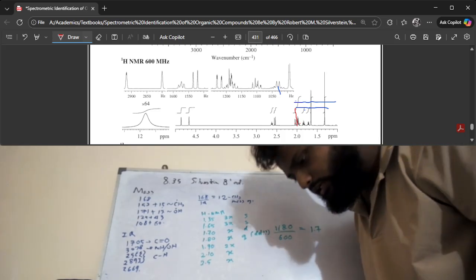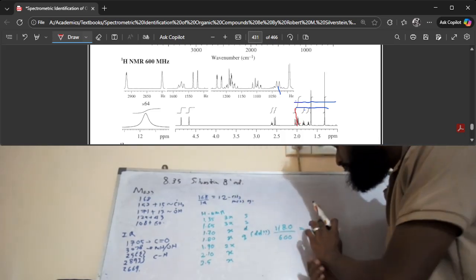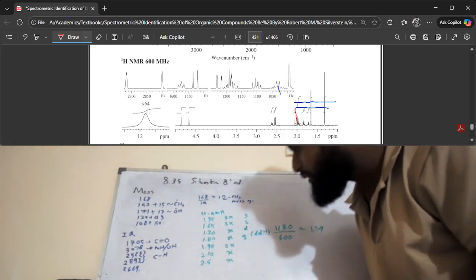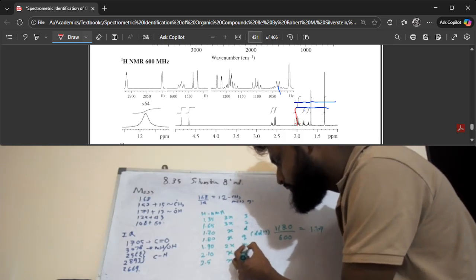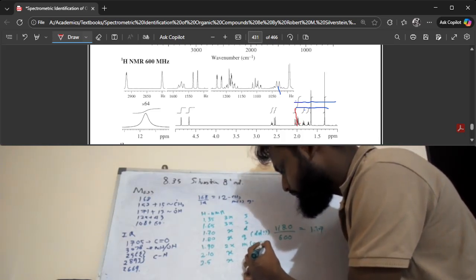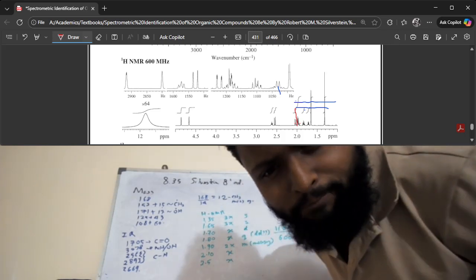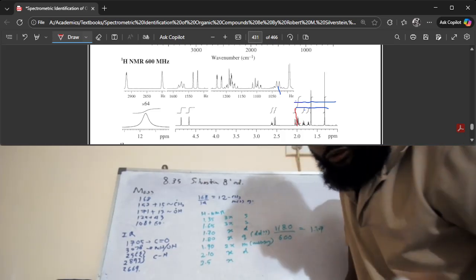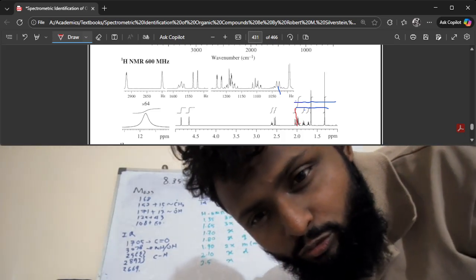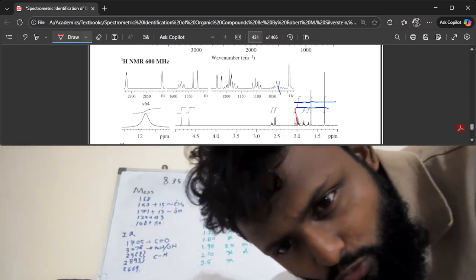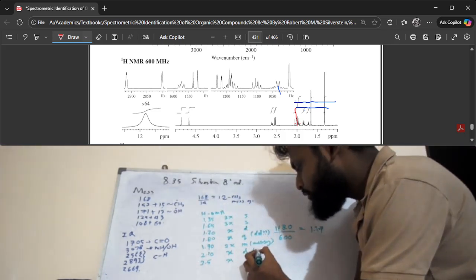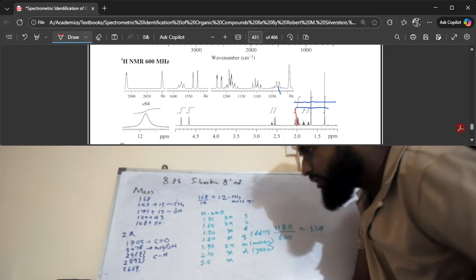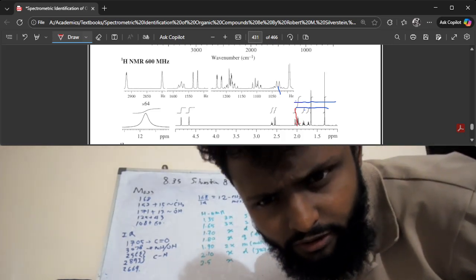So it's 1180 over 600, and that comes to around 1.9. So that peak corresponds to that. And it's a very messy peak, so I'm going to call it a multiplet and also mention it's messy. Then at 2.1, you have a very nice, very strong doublet. You can also infer the J coupling value by looking at the gap between those two peaks. It looks like J is about 10.